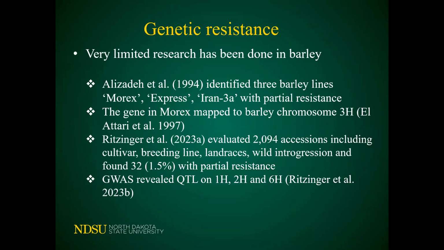And just in the last two years, 2023, the Brian Stephenson group, Michi Rittiziger, this PhD student, actually Michi is here today, did some screening on many breeding lines, cultivars, and landraces, also including wild relatives. They found a very low percentage of lines have resistance, only about 1.5% have partial resistance. They also did a GWAS to identify genomic regions associated with resistance. They found 1H, 2H, 6H, so there are genomic regions associated with resistance in those lines.